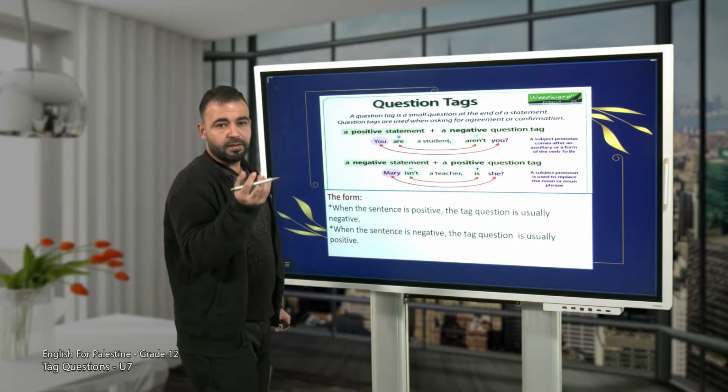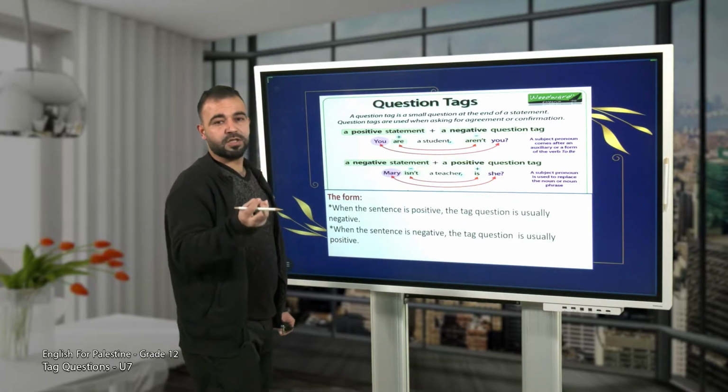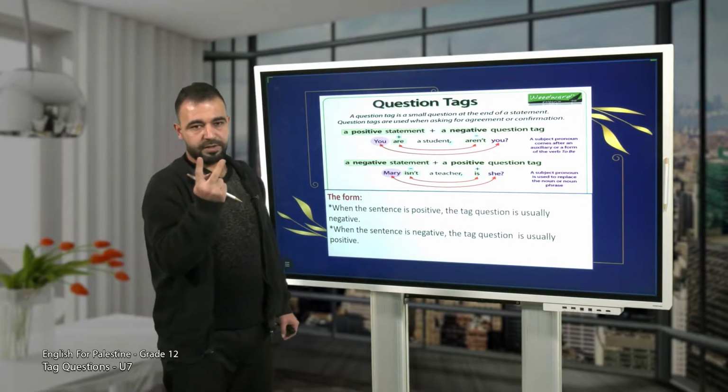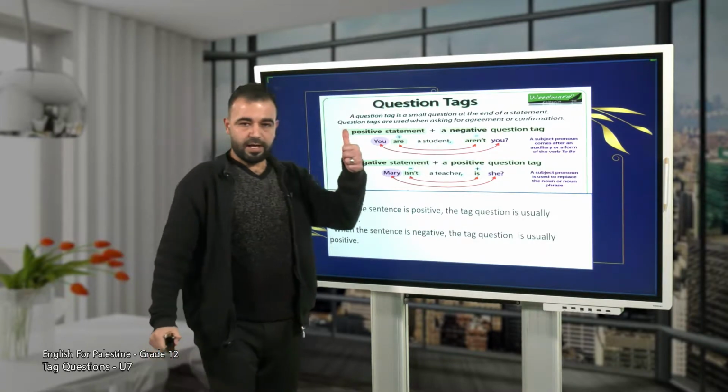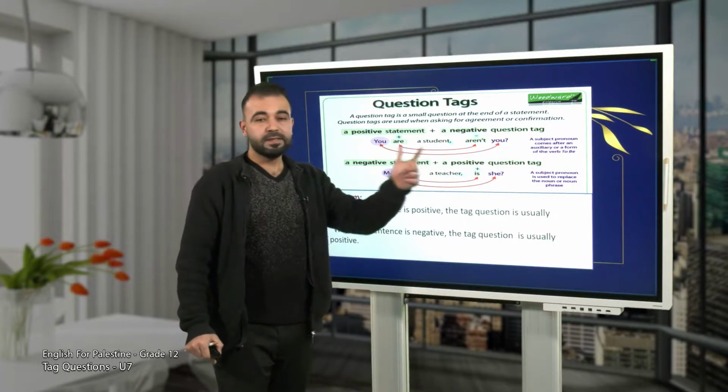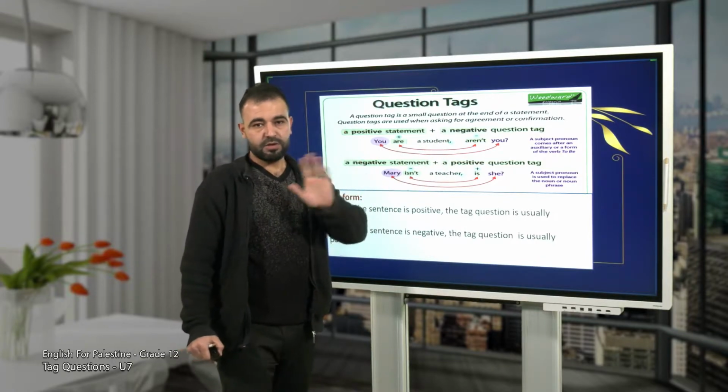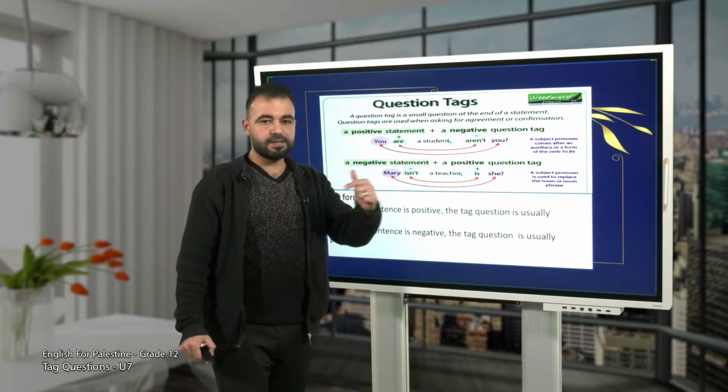What are the components of the tag questions? Two words. An auxiliary verb and a subject pronoun. Just an auxiliary and a subject pronoun.